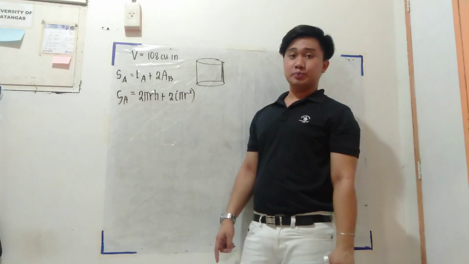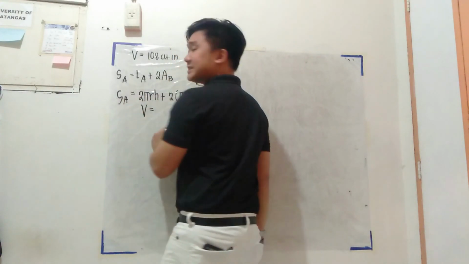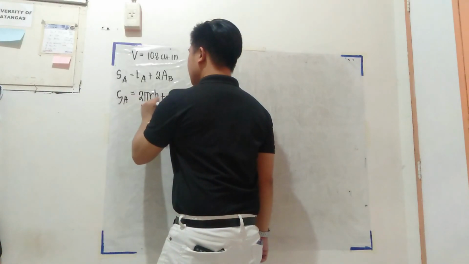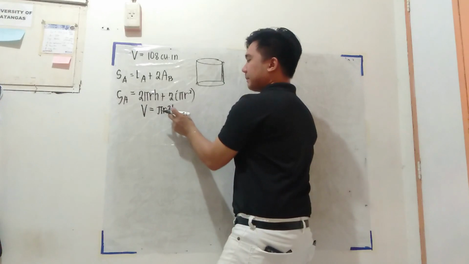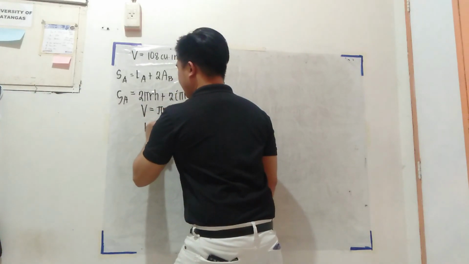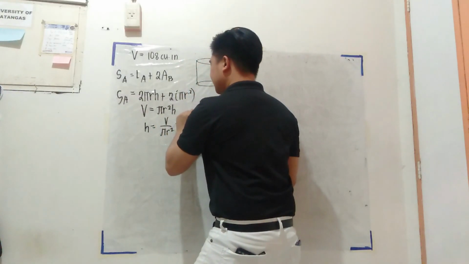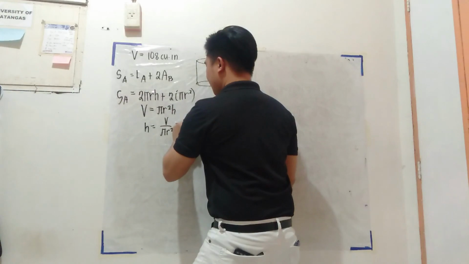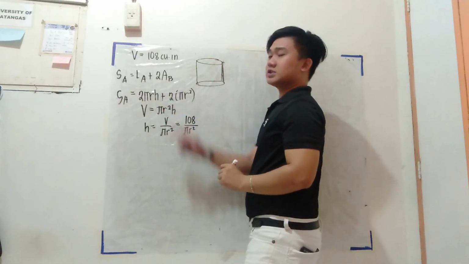Sa volume. Remember guys, na ang formula ng volume for cylinder is pi r squared h. Okay? So, kung papalitan ko si h, h is equal to V over pi r squared. Remember that volume is 108, so h is 108 over pi r squared. So, pwede ko lang ipasok si h sa equation na ito.